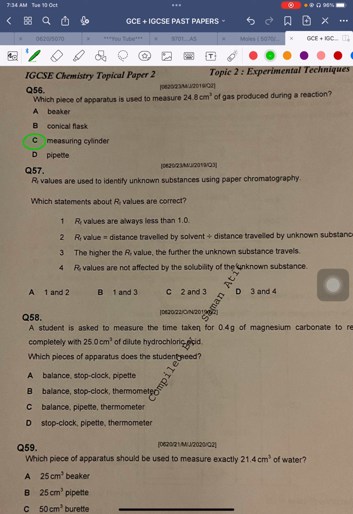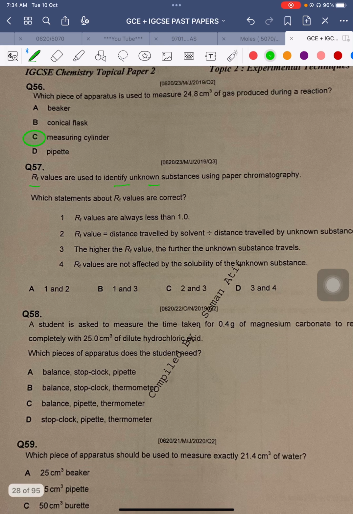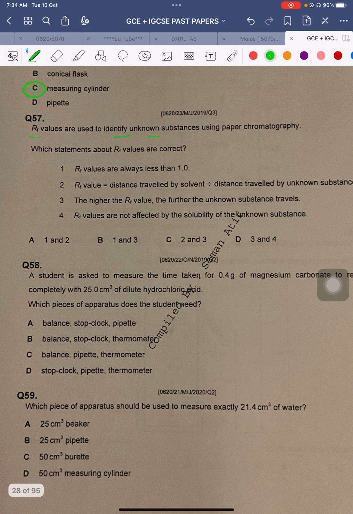Now, RF values are used to identify unknown substances using paper chromatography. Which statement about RF values is correct? RF values are always less than one. Yes, it is correct. Why is it so? Because it is always the smaller value divided by the larger value. So that's why the RF values are always lesser than one.